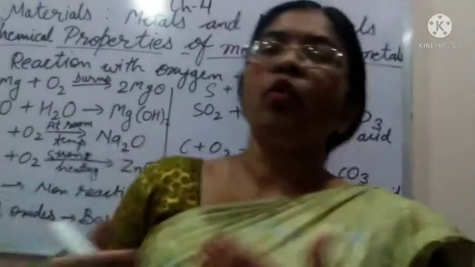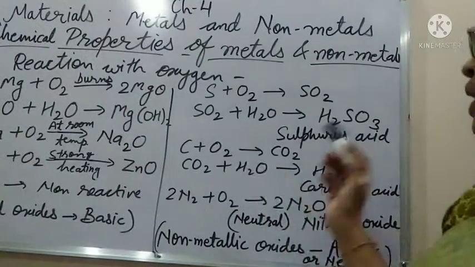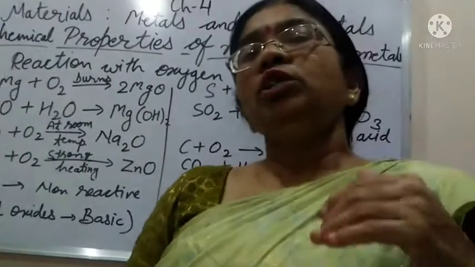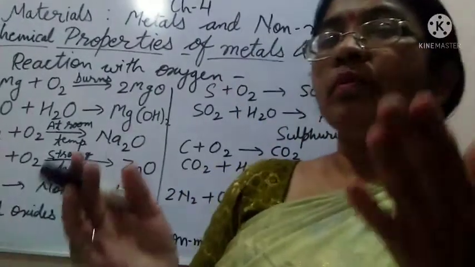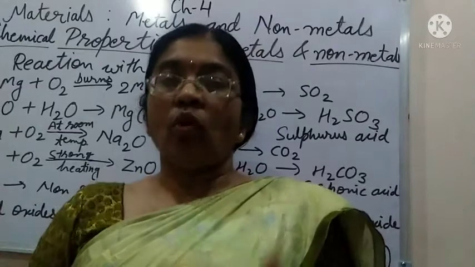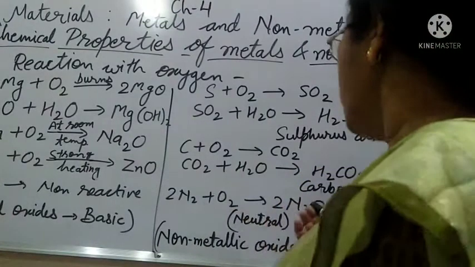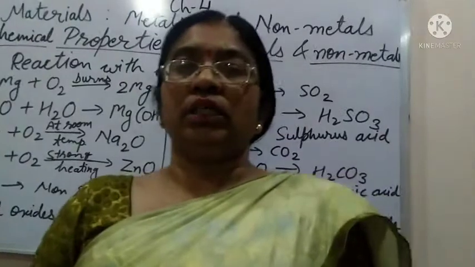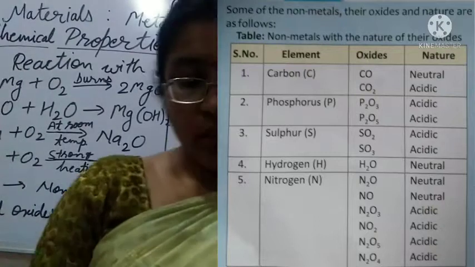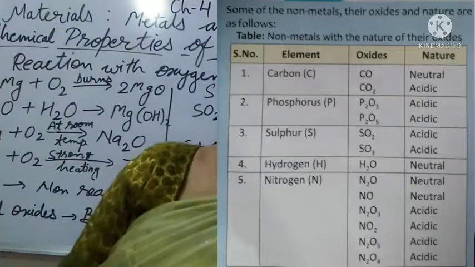Now, let us take some more examples of other non-metals like carbon. Carbon when reacting with oxygen will form carbon dioxide, and on reacting with water it will form carbonic acid, which is acidic in nature. But it is not always so that all non-metals form acidic oxides only, because there are some non-metals which can form neutral oxides also. For example, nitrogen. When nitrogen reacts with oxygen, it forms nitrous oxide N2O, which is neutral in nature. So, as you are seeing in this picture, some non-metals form acidic oxides, while some form neutral oxides.